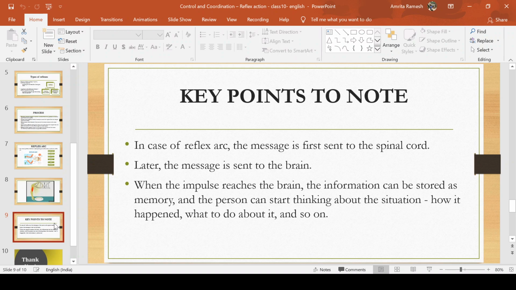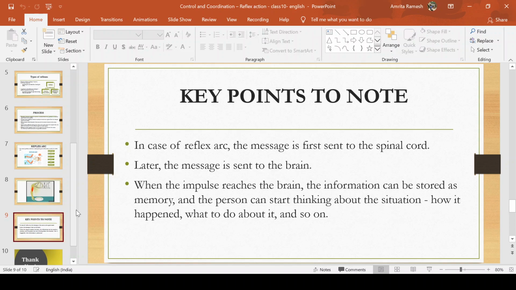Let's move ahead to the next point. Some very important things to note with respect to a reflex action or reflex arc is that the first message is sent to the spinal cord and later the message goes to the brain. Now, why does this happen? Because as I told you in the beginning itself, the brain is involved in analyzing, thinking, and emotions. When we feel like crying, when we feel like laughing, anxiety, all this is dealt with by the brain.